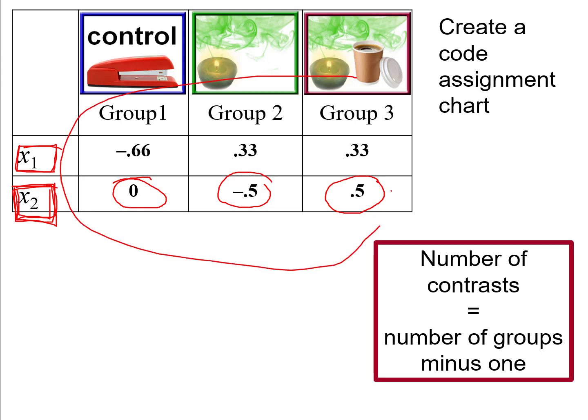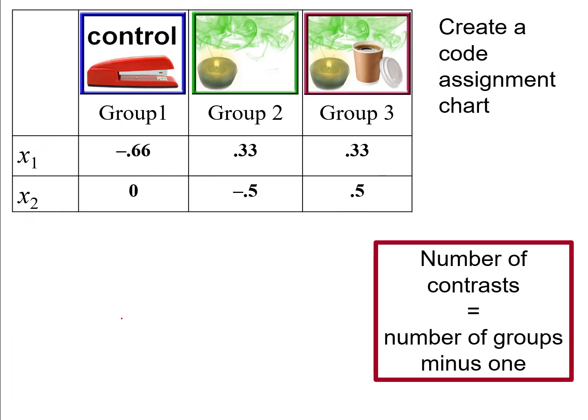And this chart that I have right here could be called a code assignment chart. It's just clarifying what values get assigned to people in what group, what values for x1 get assigned to people based on group membership, and what values get assigned to people for x2 based on group membership. So the code assignment chart just clarifies what values get assigned to which people for which variables in which group. So that's the process of creating two contrasts. When I have three groups, I create these two contrasts for x1 and x2.